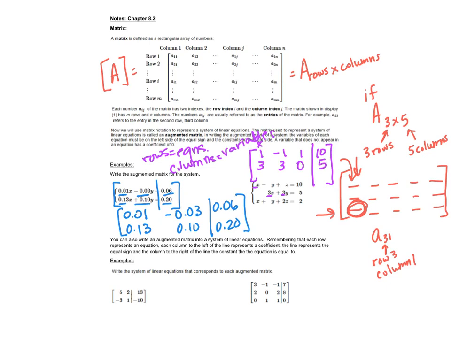Now I'm going to move to my third equation. I'm going to have a 1 in front. I'm going to have a 1 in front. I'm going to have a 2, and it's equal to 2. So that would look like my augmented matrix.